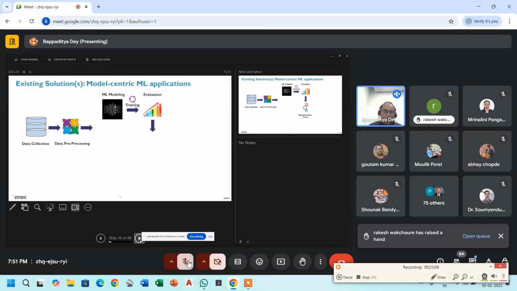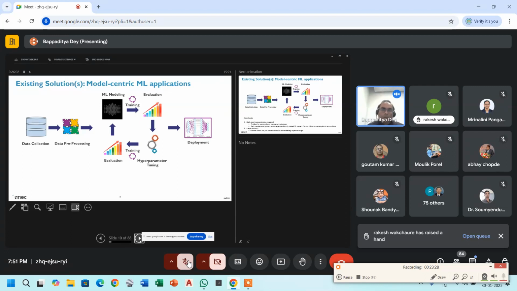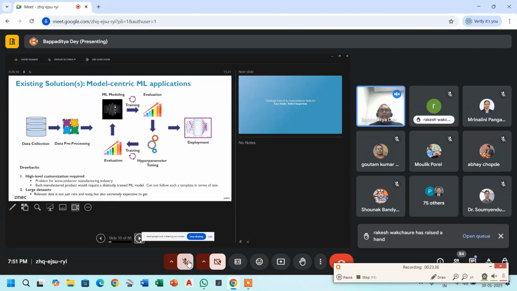So what you do, you have collected your data, you did your data processing, you have your modeling, you do the conventional training, you did some further evaluation, right? Based on the evaluation, if you see there's some problem, you generally tune your hyperparameters. You do some further training with some additional data maybe, and once it is performing as expected, you generally take it for deployment, right? But the problem in any manufacturing domain or in industry is that mainly you need a high level of customization of this kind of paradigm.